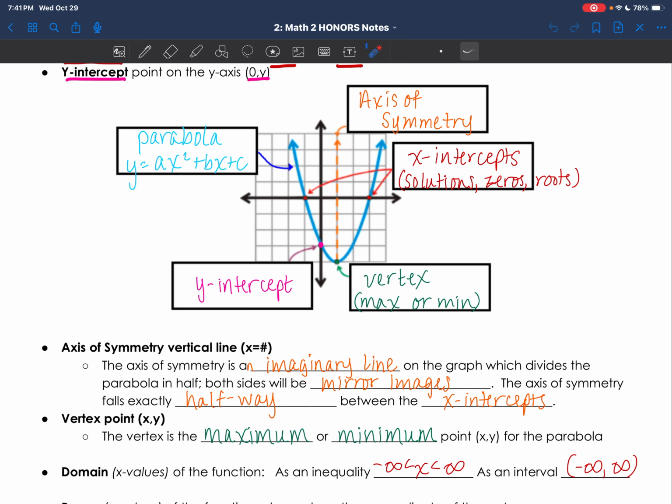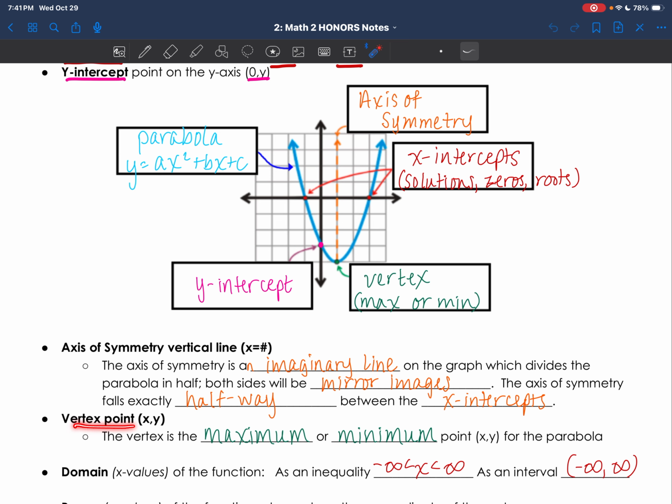It's a vertical line, and the equation is x equals wherever it crosses the axis. Your axis of symmetry is typically shown as a dashed line. This is an imaginary line, so that's why it's dashed, on a graph which divides the parabola in half. So both sides will be mirror images, and the axis of symmetry falls exactly halfway between your x-intercepts. So I have an x-intercept here, and if you notice, we're 2 this way, 2 that way, and that's where your axis of symmetry is.